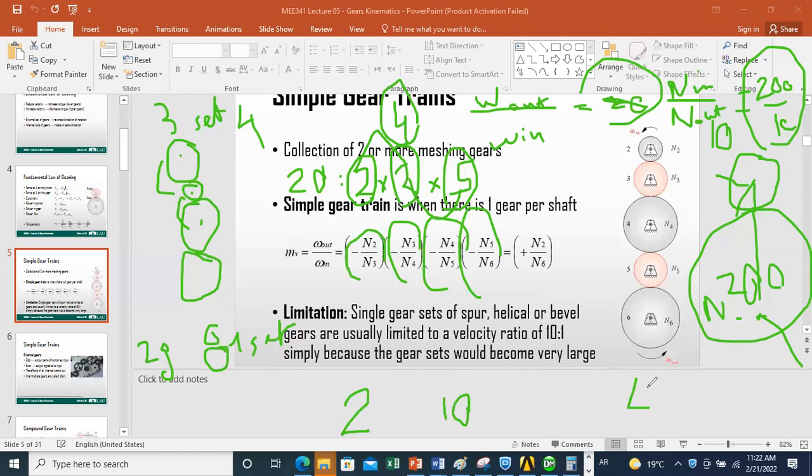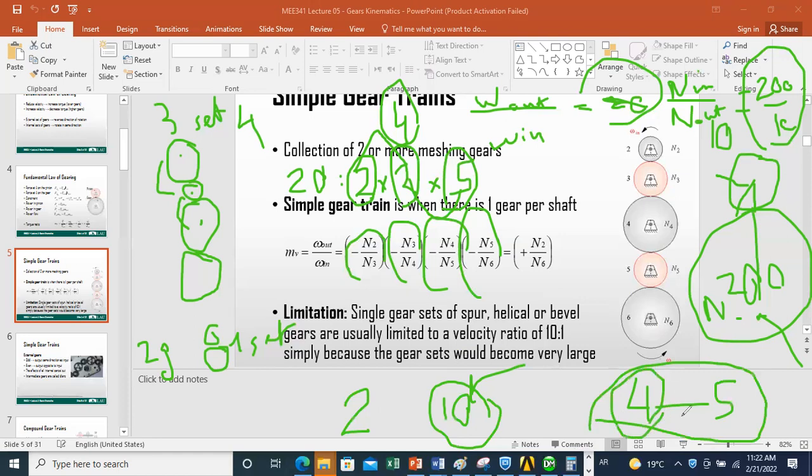Of course you prefer 4 and 5, because 4 and 5 are closer to each other, and they are smaller, instead of having one 10 and one 2. The 10 is critical, you should not exceed 10. So of course, if you have 2 sets, you prefer to use for one set a ratio of 4 and for the other set a ratio of 5. Okay, did I clarify the idea a little?